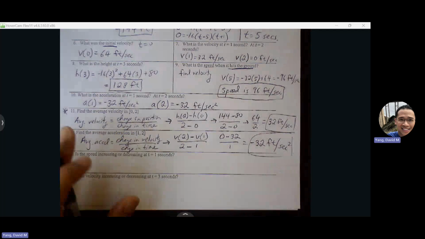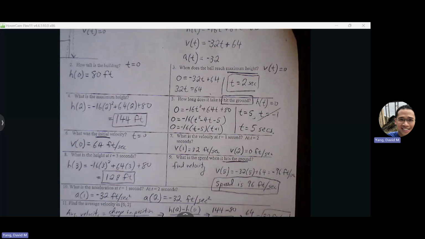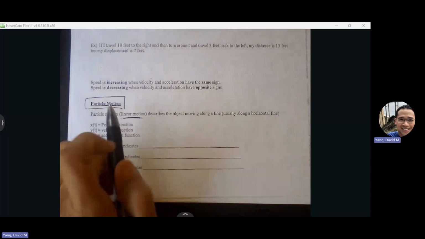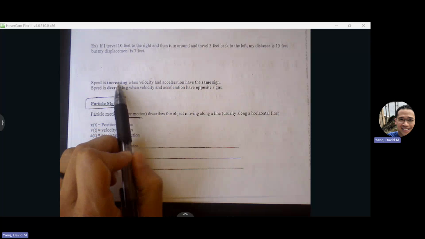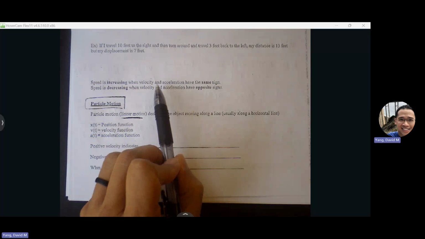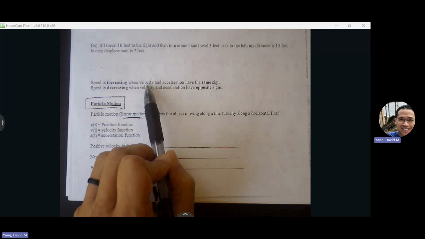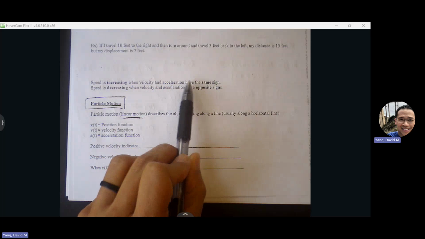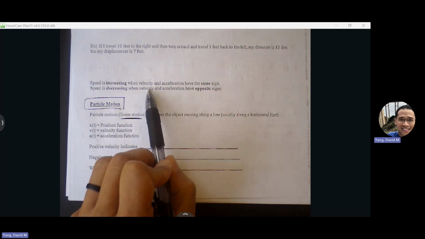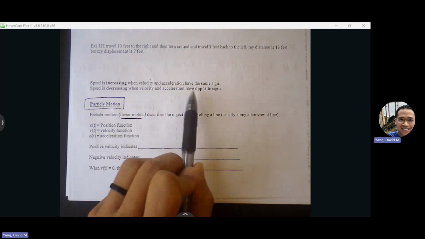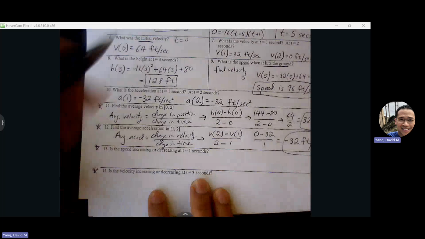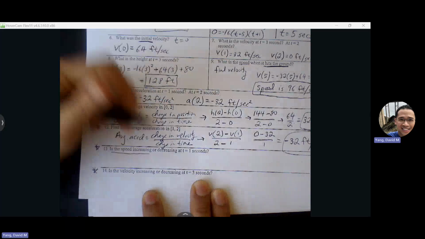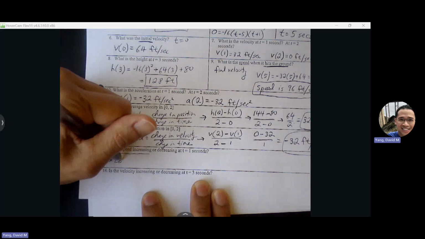Is the speed increasing or decreasing? So this goes back to notes that I went over on the first page here. The way we determine increasing and decreasing speed is we compare velocity and acceleration. If velocity and acceleration have the same signs, then speed is increasing. If one is positive and the other is negative, then speed is decreasing. So we're gonna have to gather some additional data here.